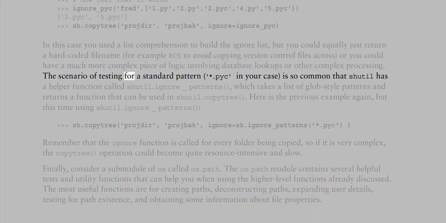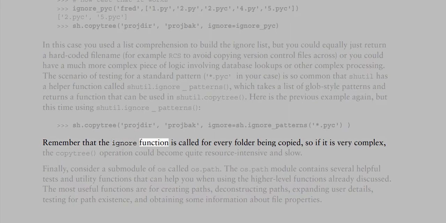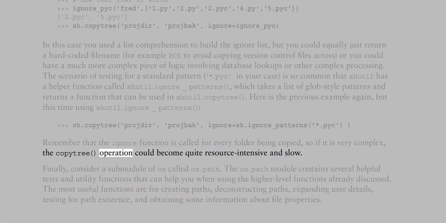The scenario of testing for a standard pattern, *.pyc in your case, is so common that shutil has a helper function called shutil.ignore_patterns, which takes a list of glob-style patterns and returns a function that can be used in shutil.copytree. Here is the previous example again, but this time using shutil.ignore_patterns. sh.copytree('projdir', 'projback', ignore=sh.ignore_patterns('*.pyc')). Remember that the ignore function is called for every folder being copied, so if it is very complex, the copytree operation could become quite resource-intensive and slow.